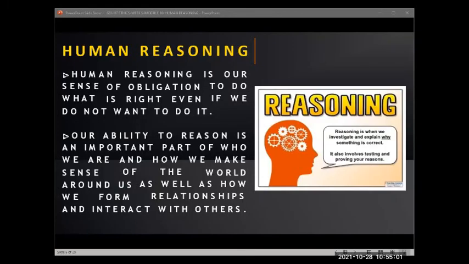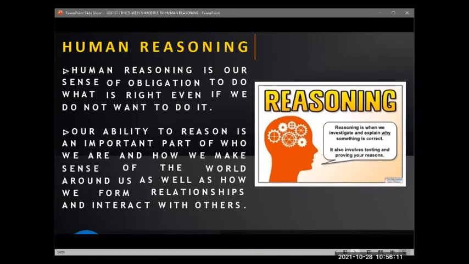Now let's define human reasoning. Human reasoning is our sense of obligation to do what is right, even if we do not want to do it. Our ability to reason is an important part of who we are and how we make sense of the world around us, as well as how we form relationships and interact with others. Reasoning is when we investigate and explain why something is correct. It also involves testing and proving your results.